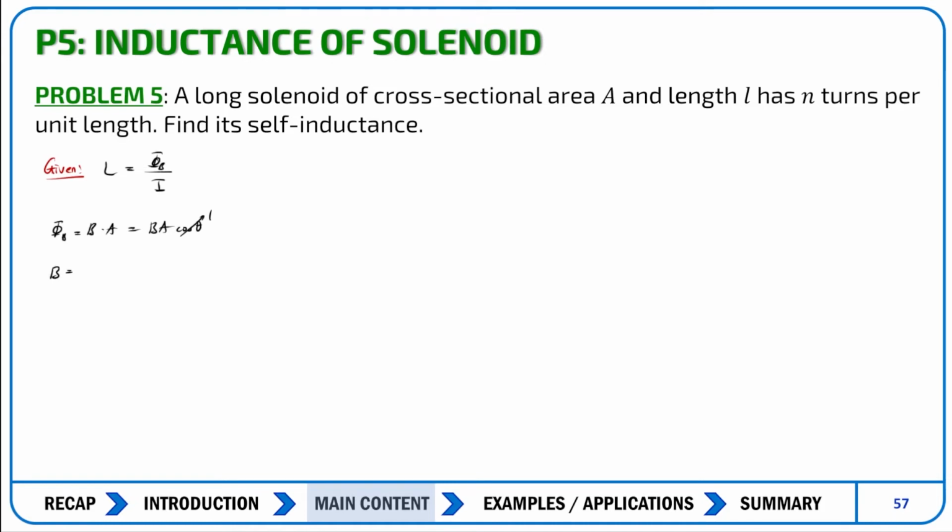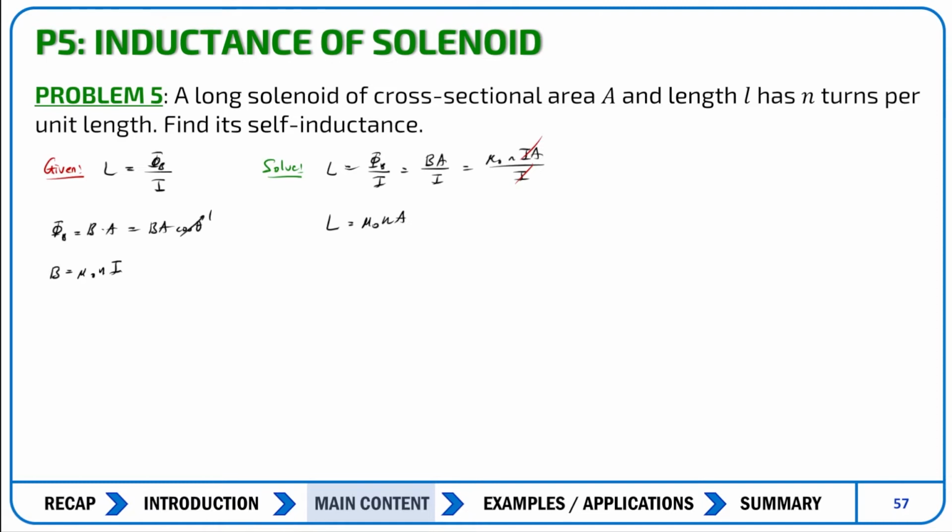B for a solenoid is equal to mu naught n times I. So together, we can put everything that we've listed here. We have L equals magnetic flux over I, which is BA over I. We know B is mu naught n I, so we have mu naught n I A over I, and the I's cancel out. We get L equals mu naught nA. But we're not quite done yet.